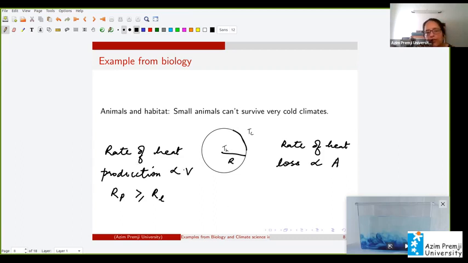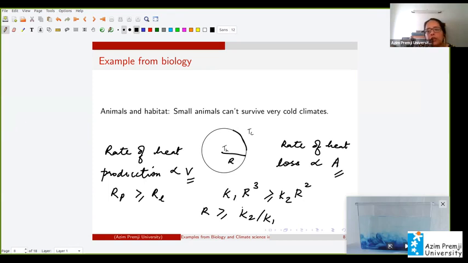Okay. So let's just convert all these proportionalities into some equalities using a few constants. Since we have a sphere, Rp is K1 R cube because it's proportional to volume. And this has to be greater than another constant K2 times R square because the rate of heat loss is proportional to that. And what this tells you is that there is a minimum size. R has to be greater than or equal to K2 by K1. If R is less than K2 by K1, then the animal will freeze to death.